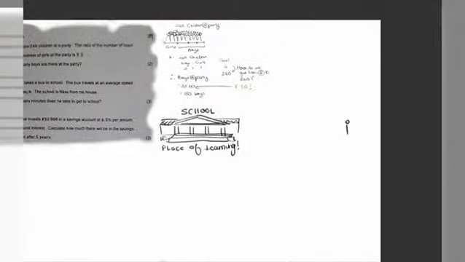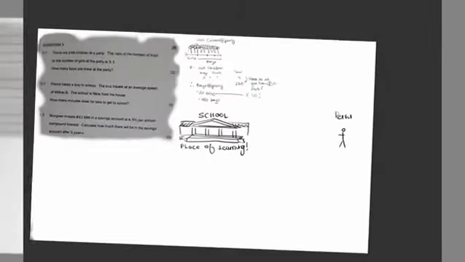The next one says Petrus takes a bus to school. The bus travels at an average speed of 40 kilometers per hour. The school is 9 kilometers from his house. How many minutes does it take to get to school?